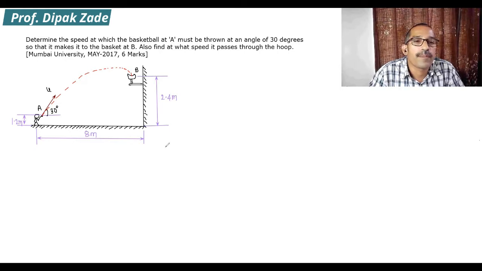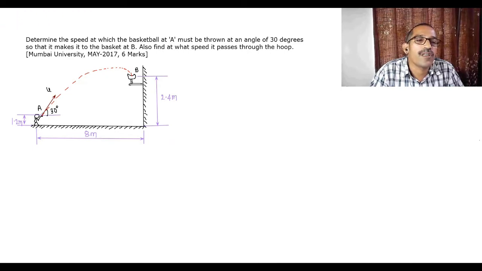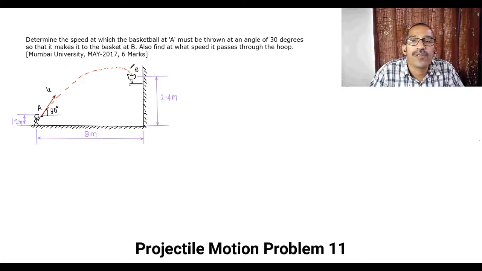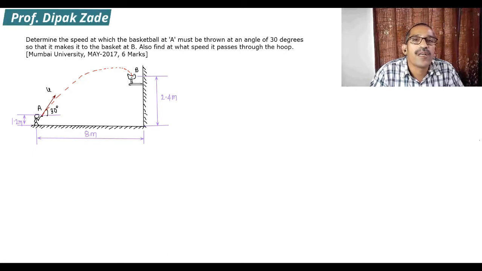In this problem, what is given: determine the speed at which the basketball at A, that means this boy is throwing a basketball from A, must be thrown at an angle of 30 degrees so that it makes it to the basket at B. That means the basketball moves from A up to point B in the basket. Find at what speed it passes through the hoop. That means when it reaches this hoop, or basket, what is its speed, you have to find out. And you have to find out what should be the initial velocity.